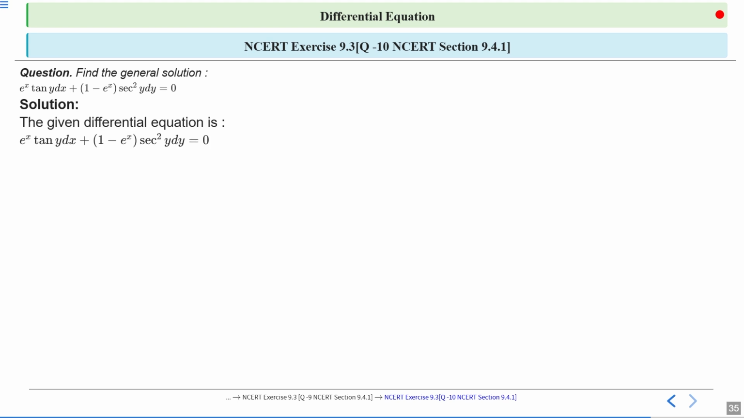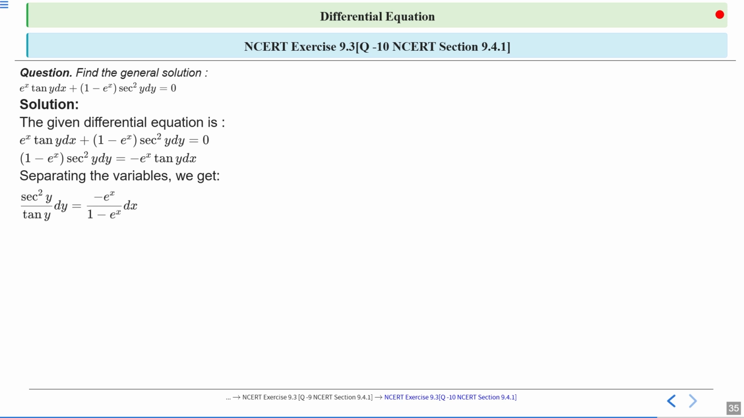The given differential equation is e^x tan y dx plus (1 minus e^x) sec square y dy is equal to 0. So we get (1 minus e^x) sec square y dy is equal to minus e^x tan y dx. So separating the variables, we get sec square y by tan y dy is equal to minus e^x by (1 minus e^x) dx. So on integrating both sides, we get integration of sec square y by tan y dy is equal to integration of minus e^x by (1 minus e^x) dx plus log c. That is a constant of integration.